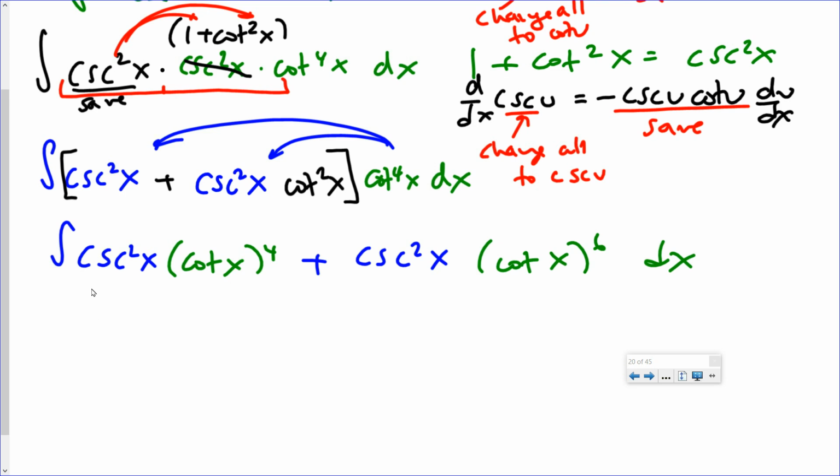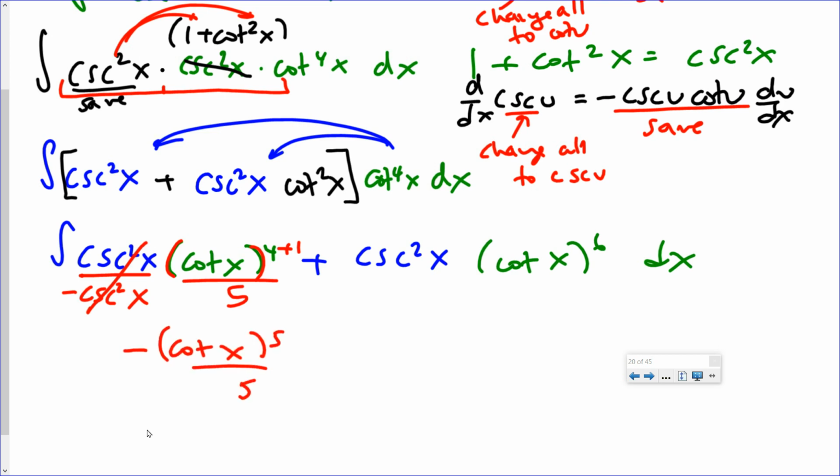So here's the question. If I save the cosecant squared and change everything to cotangent, I should be able to solve each one of these individually. Let's see if we can. This would be my u. Add 1, divide by 5. What's the derivative of cotangent x? Negative cosecant squared x. Do my x's cancel out? Yes, they do. So this becomes negative cotangent x raised to the 5th power over 5.